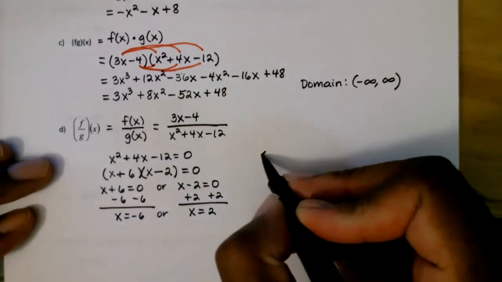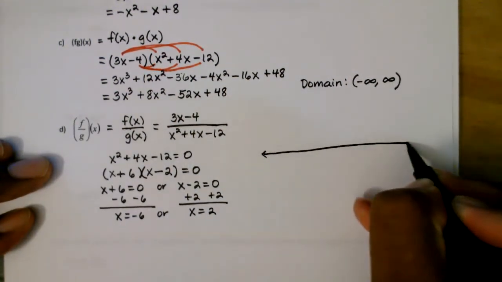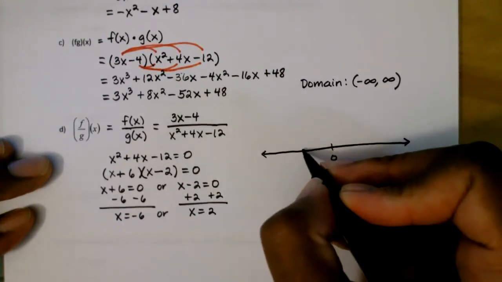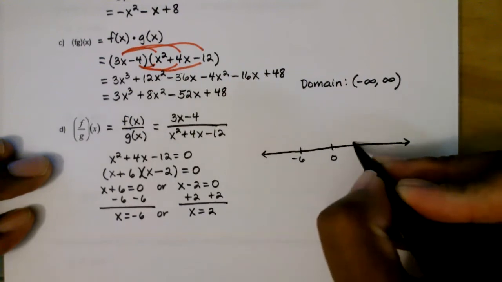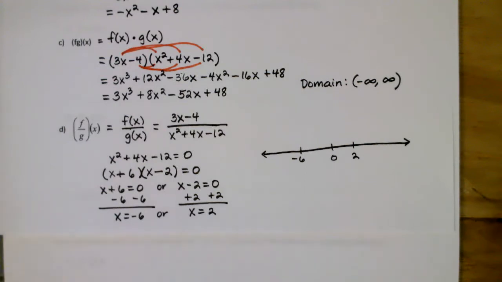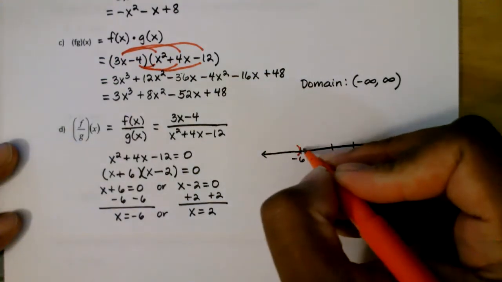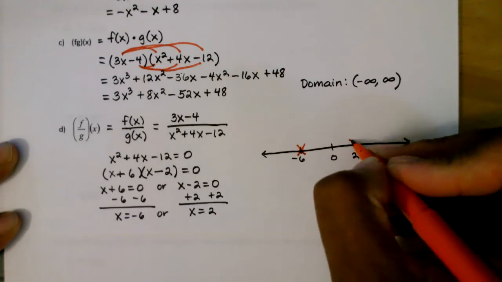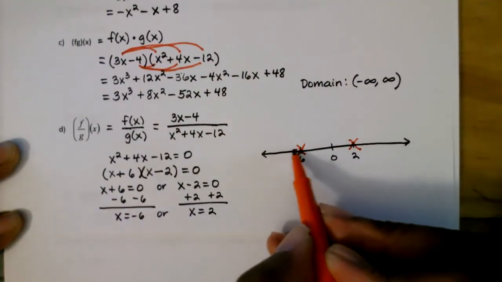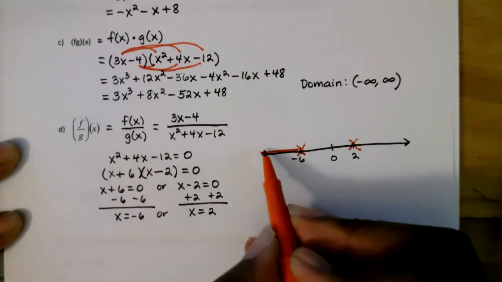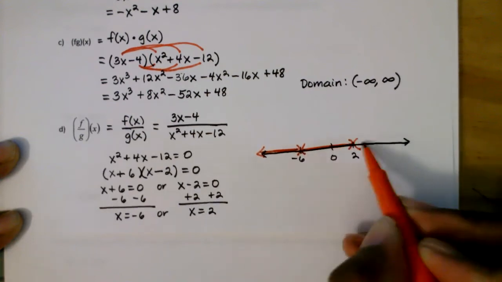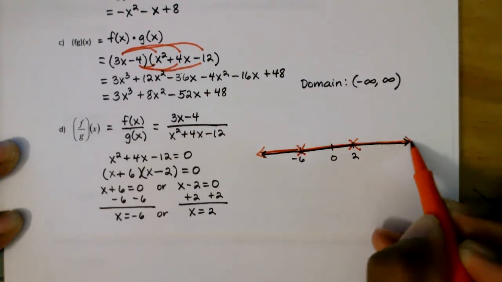Okay. Now, I'm going to draw a number line so that way I can write my domain in interval notation. So I know negative 6 will be here, 2 would be here. And at negative 6 and at 2, I know I'm going to get a 0 in the denominator. So that's why I use parentheses there at negative 6 and at 2. Any x value less than negative 6 would work. Any x value in between negative 6 and 2 would work. And any x value bigger than 2 would work.